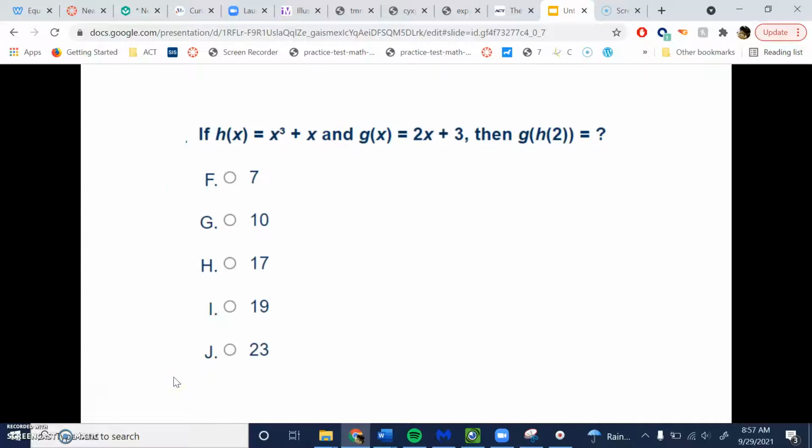Okay, one more challenging one. See if you can do it. So you have the functions h of x equals x to the third plus x, and g of x equals 2x plus 3. What's g of h of 2? Ready, set, go.